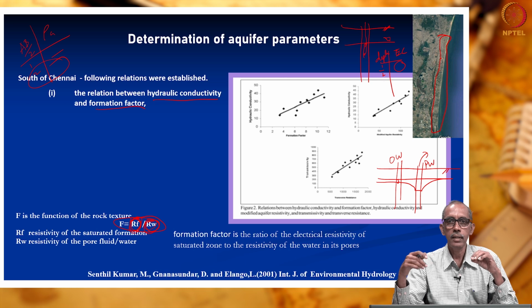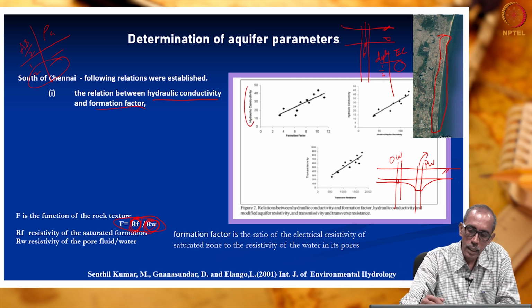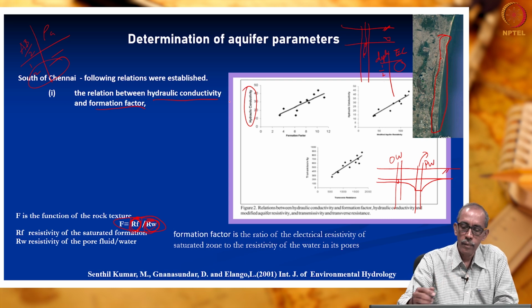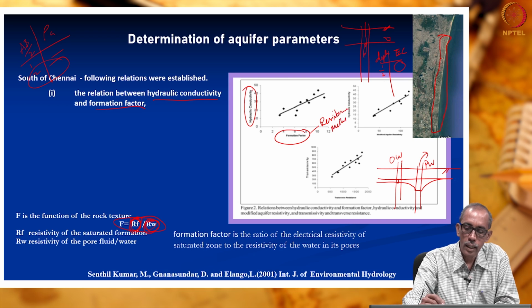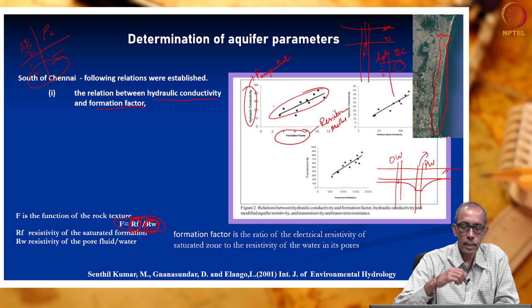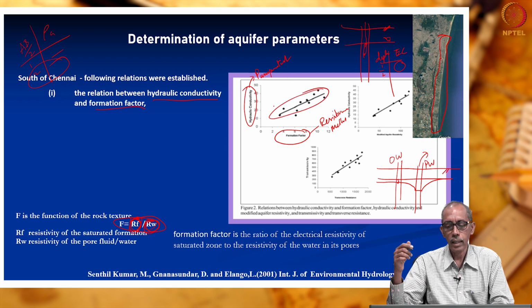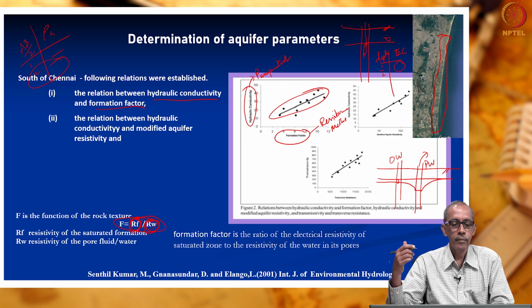So, this is how for this site hydraulic conductivity has been estimated at different locations, at around 10 locations, by pumping test. The hydraulic conductivity estimated by pumping test, we compared with the formation factor derived from resistivity survey. This is by resistivity method, and hydraulic conductivity was obtained by pumping test. Right, there is a reasonable comparison between the formation factor and the hydraulic conductivity.